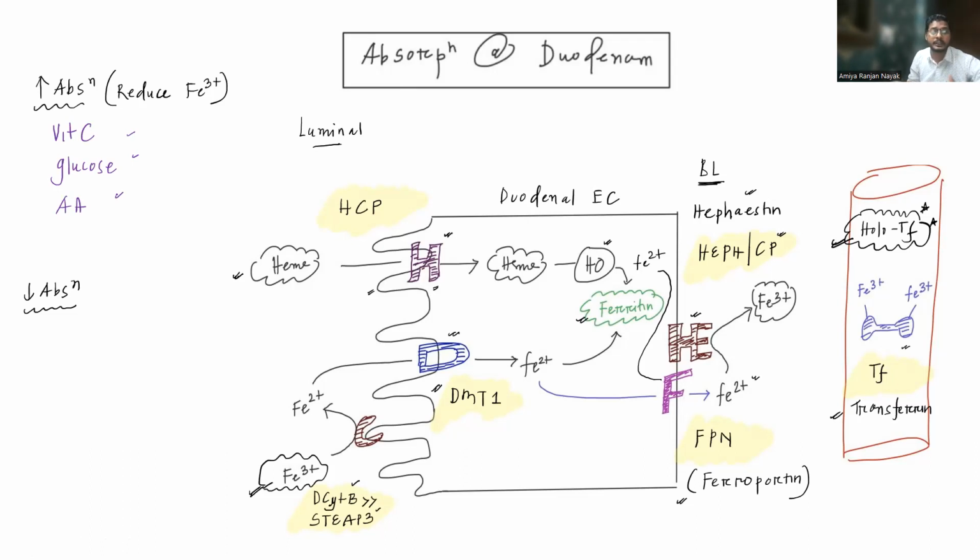There are certain factors which will reduce the absorption. Those include phytates, oxalates, tannates, phosphates, and carbonates.